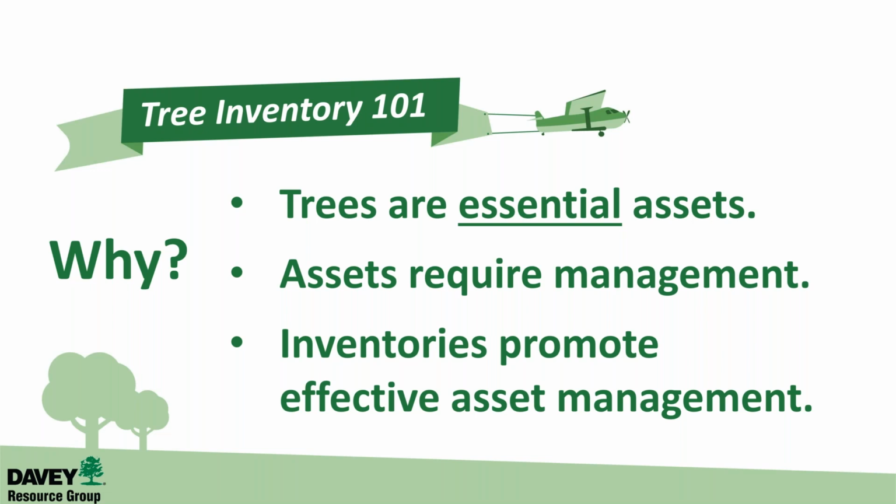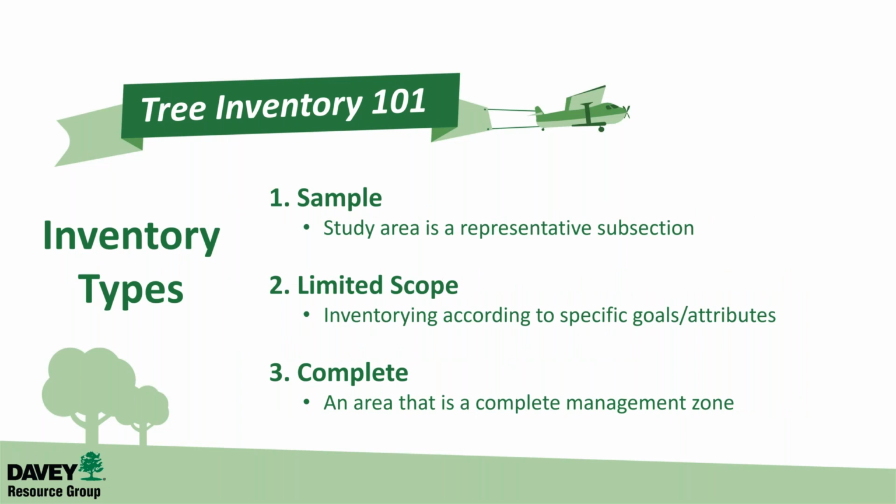Just so you know, there's a couple types of tree inventories that we routinely do. A sample one, a lot of times, is just maybe a historic area or a downtown area or one or two parks, or it could even be an iTree sample inventory to get a better representation of what you have out there.